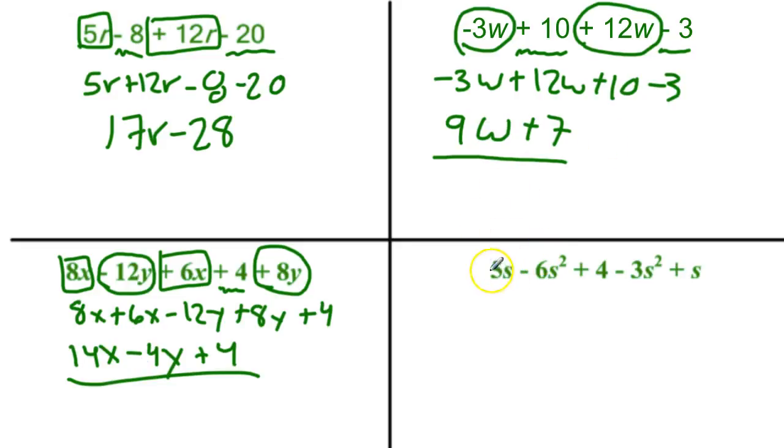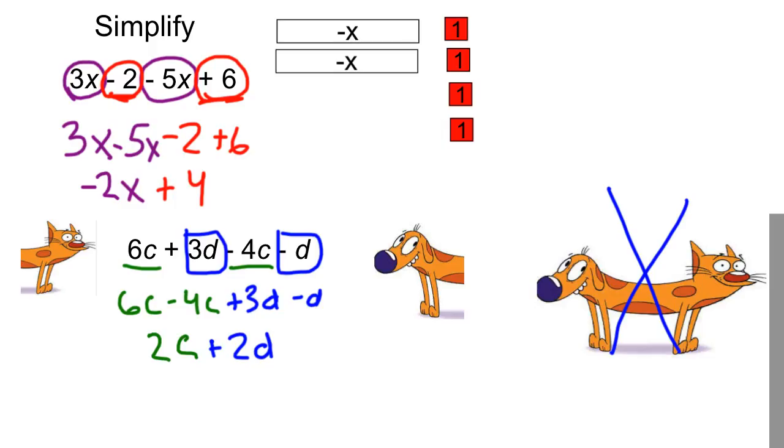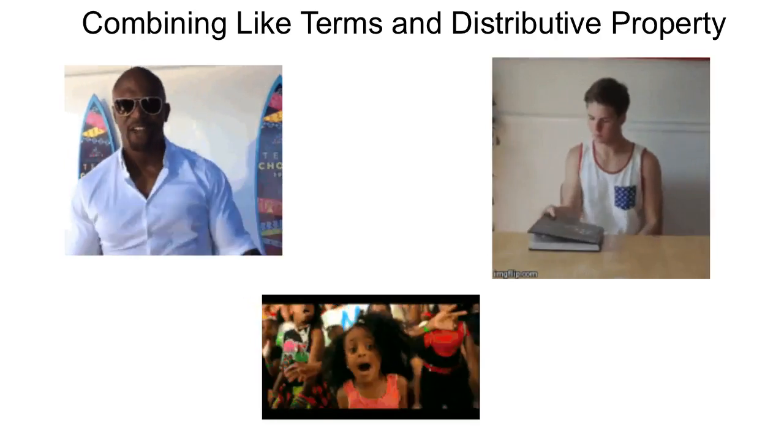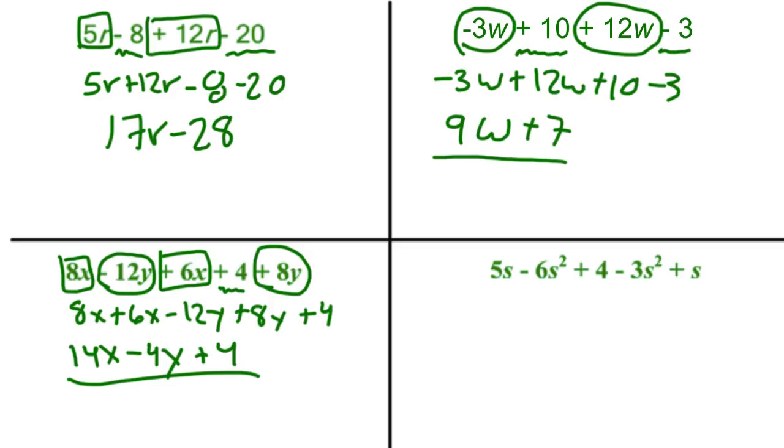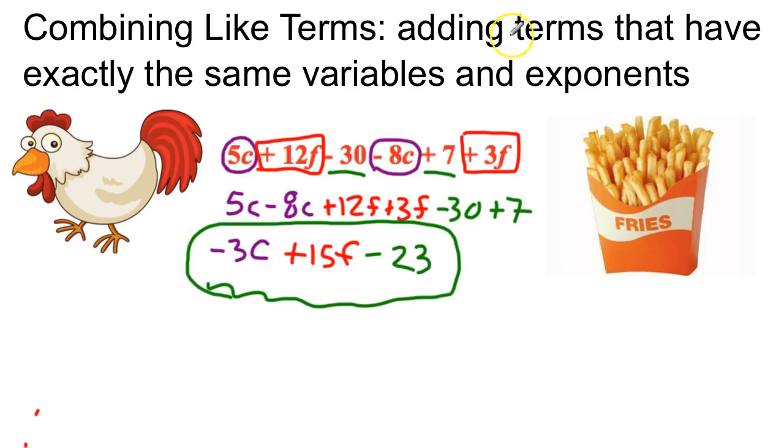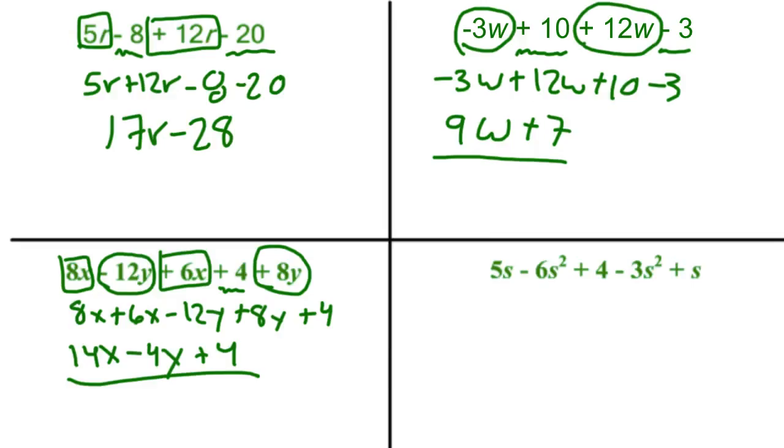All right. Ooh, this one over here, this is a fancy one. We've got some exponents, but they're all s's. All right. So the definition, if I went back to that page real quick with the definition. Here we go. So we're adding terms that have exactly the same variables and exponents. So not only do they have to have the same variable, they have to be x's or y's, they have to have the same exponent. So you can't add an x with an x squared.